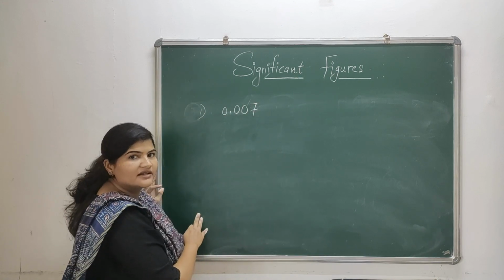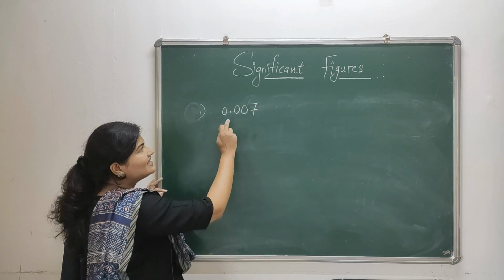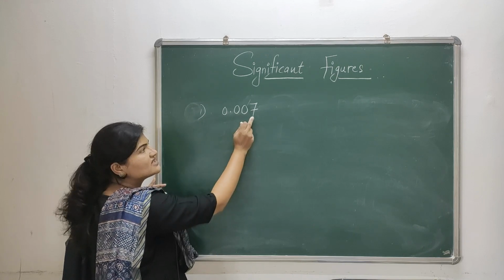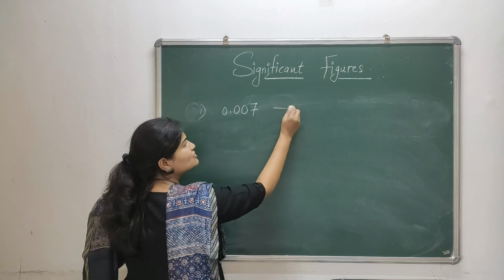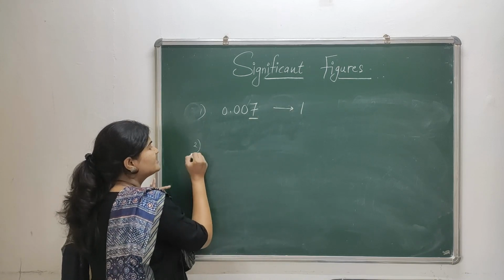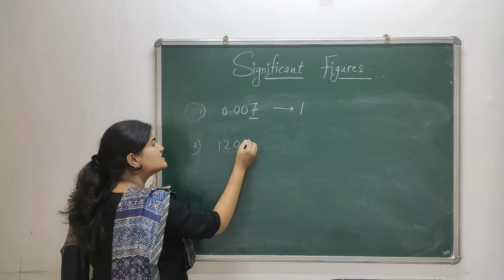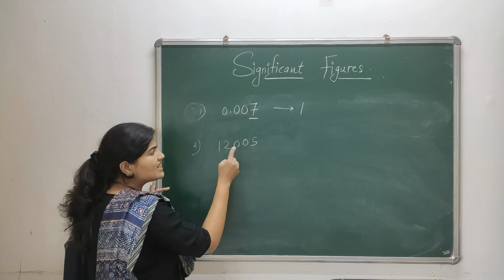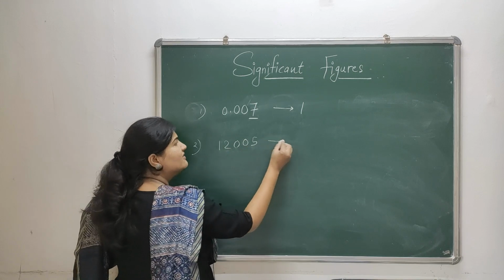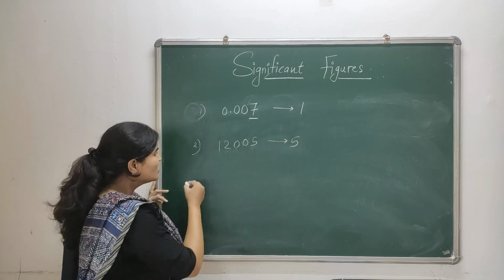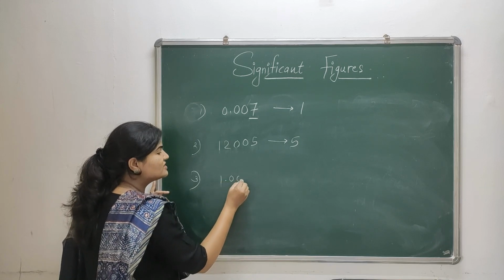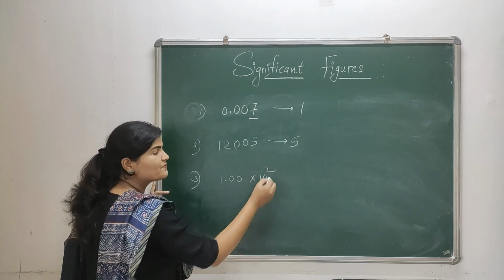The first example, let us take 0.007. Tell me the answer. Now here all the zeros are on the left side of the non-zero digit, so they are non-significant, so the answer will be 1. Only 7 will be counted. Now let's take an example 12005. Here the zeros are between 2 non-zero digits, so 1, 2, 3, 4 and 5. Next 3. Let's take 1.00 into 10 raised to 2.